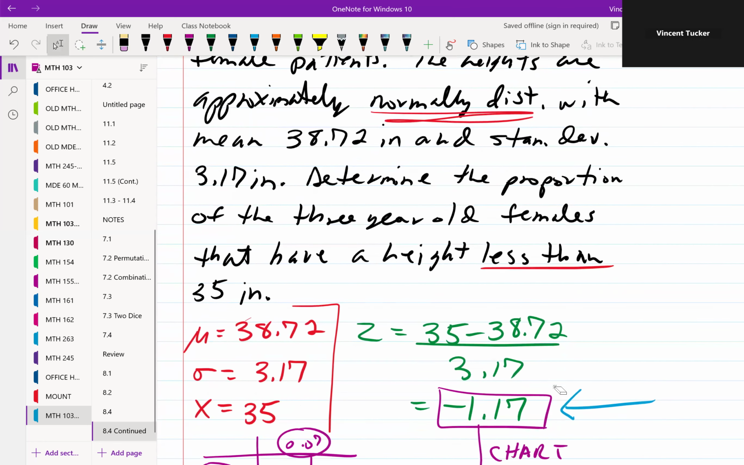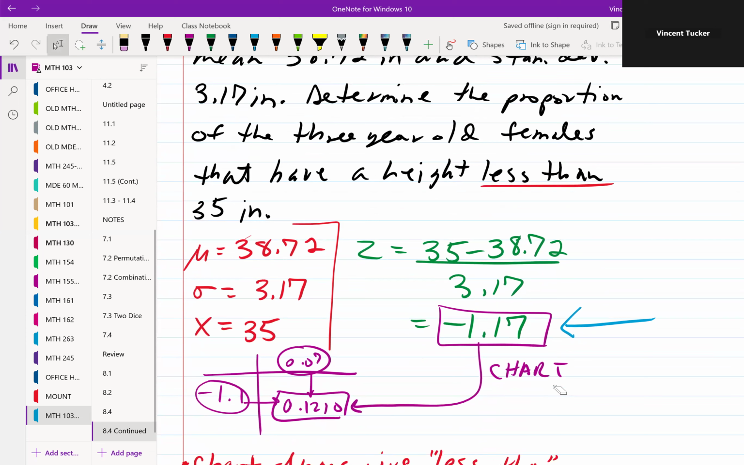All right, so the first thing we do is recognize the given information. So it's 38.72 for our mean. Standard deviation is 3.17, and the data value in question here is 35 inches. Then we plug that into our z-score formula, 35 minus 38.72 divided by 3.17. That'll give you negative 1.17.